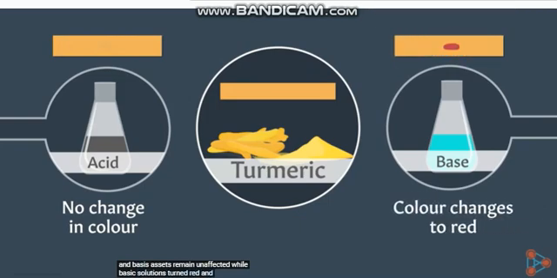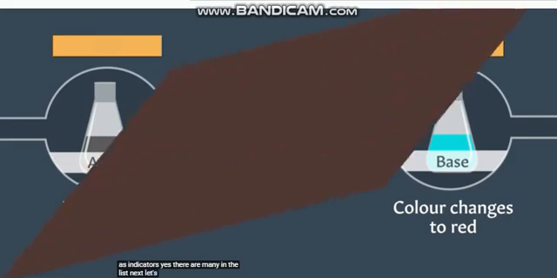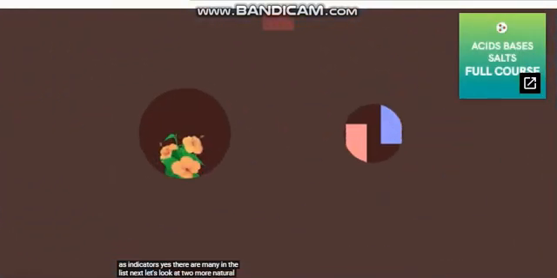By the help of turmeric, we can identify the nature of any substance. If there is no change in color or it remains unaffected, then it is acidic in nature, or if it turns its color from yellow to red, it means it is a base. There is a long list of more natural substances that can be used as indicators.